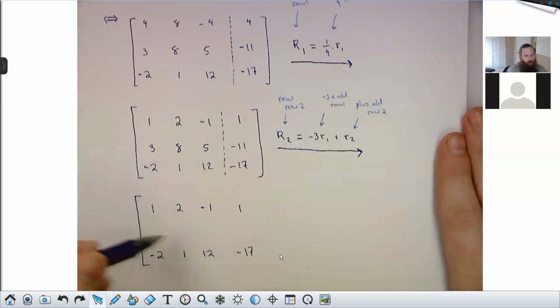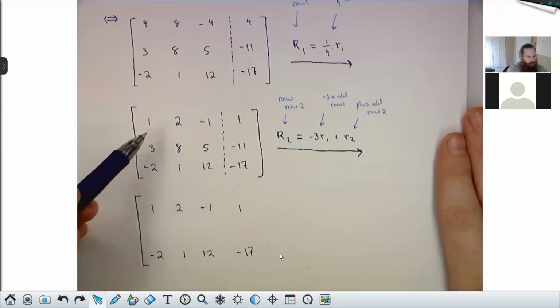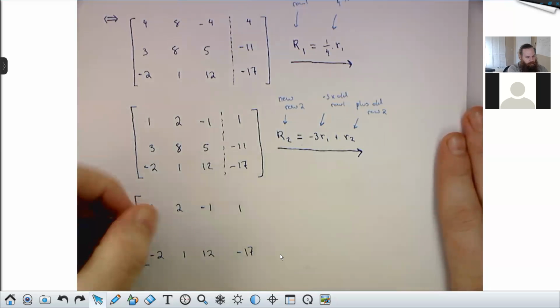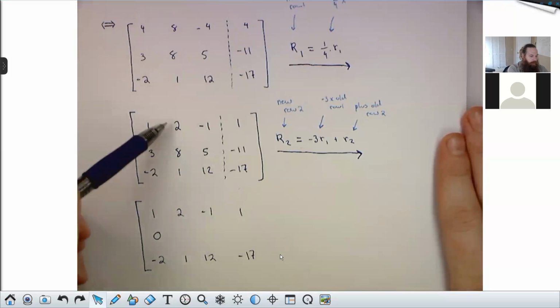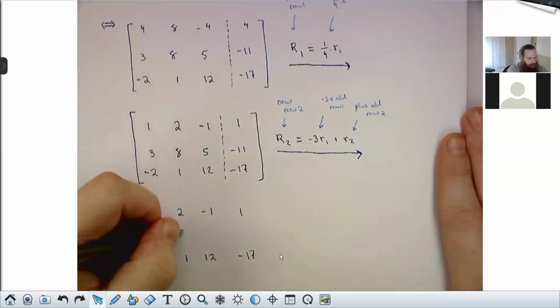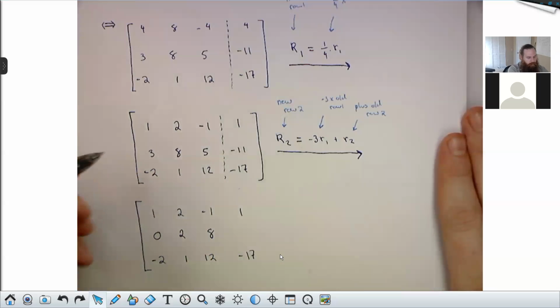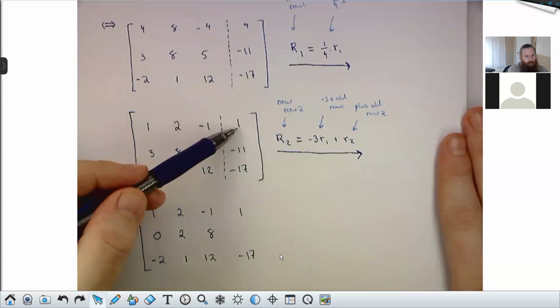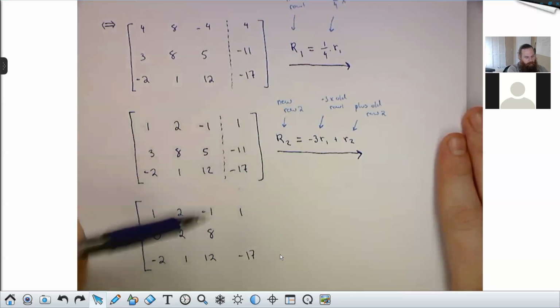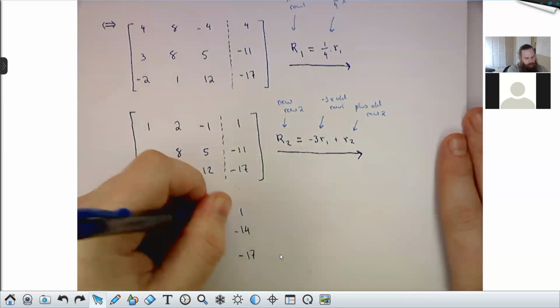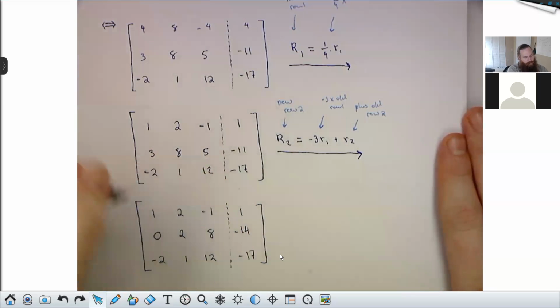Now to get my new row 2, I take old row 1, multiply by -3 and add. -3 times 1 is -3. -3 plus 3 is 0. 2 times -3 is -6. -6 plus 8 is 2. -1 times -3 is +3. +3 plus 5 is +8. -3 times +1 is -3. -3 plus -11 is -14. So here is the matrix that I get out.